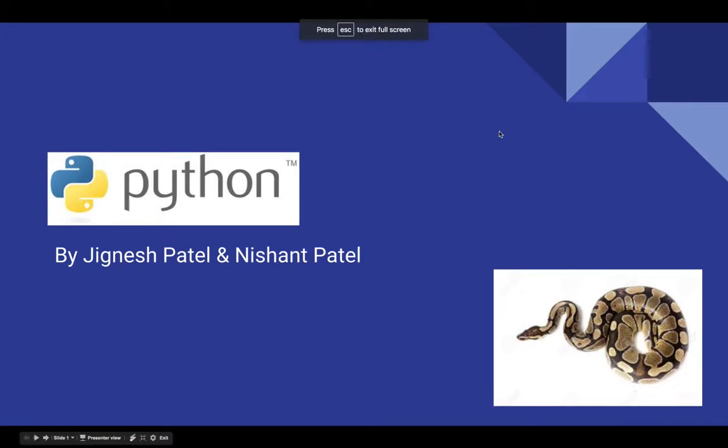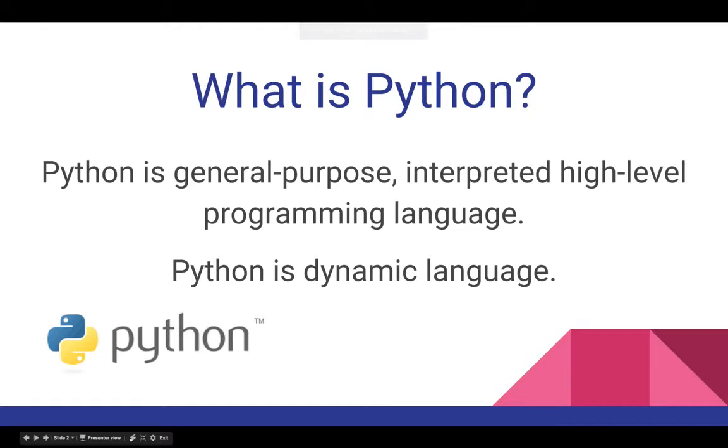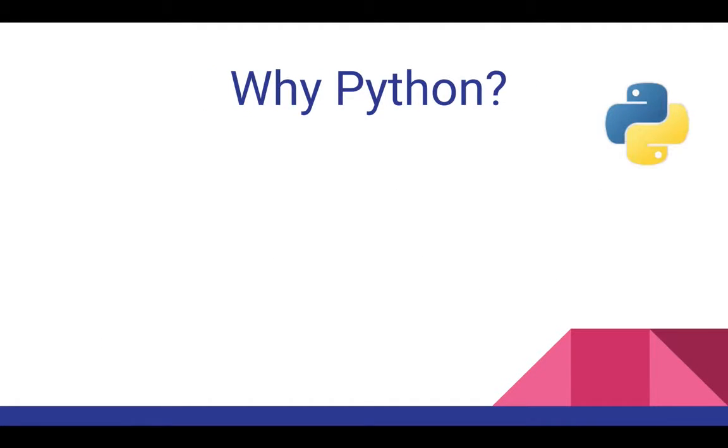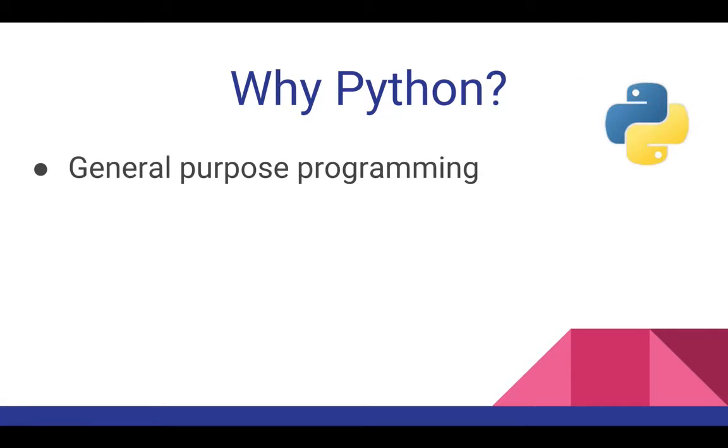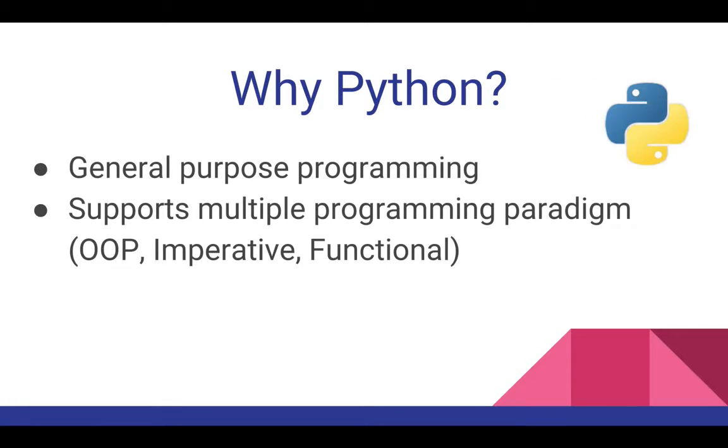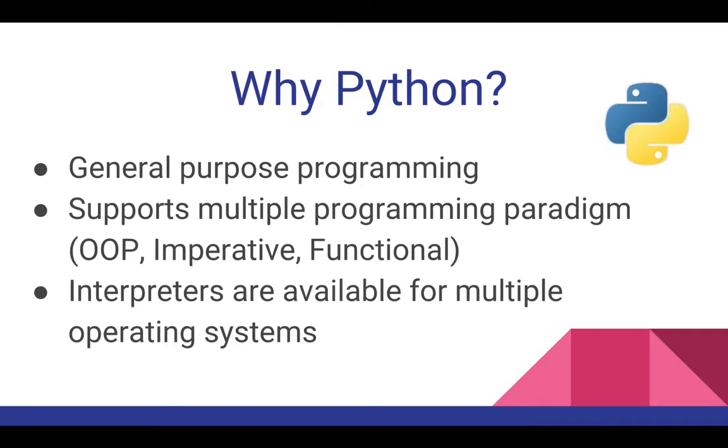the thing we found out during our demo is that Python can be used for general purpose programming. So what is Python? Python is a general purpose, interpreted, high level programming language, and Python is also a dynamic language. So why did we choose Python? Python is used for general purpose programming. Also, Python supports multiple programming paradigms such as object oriented programming, imperative programming, and functional programming.